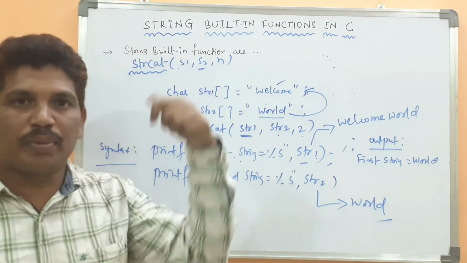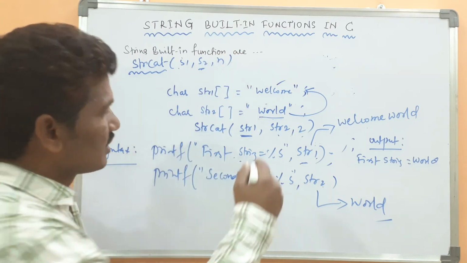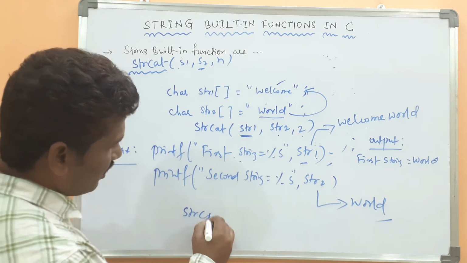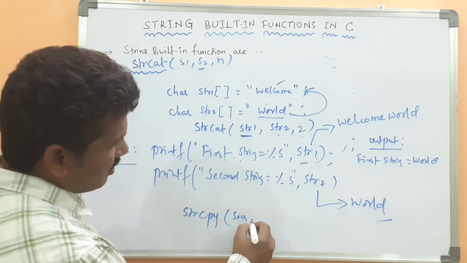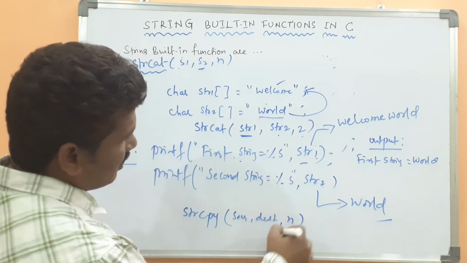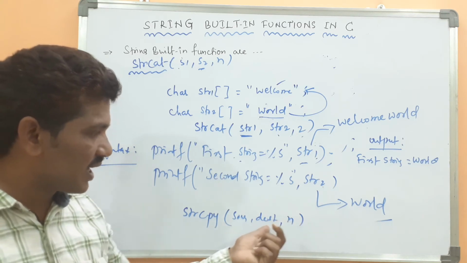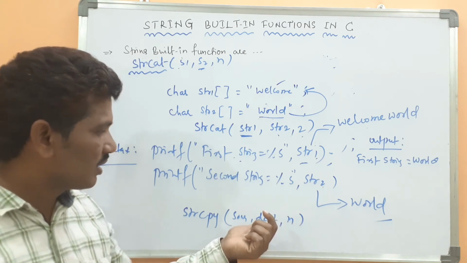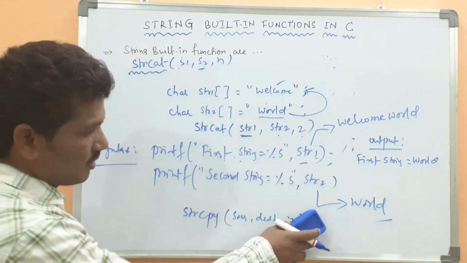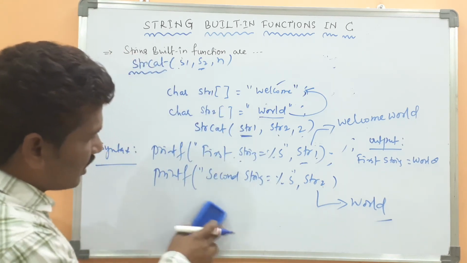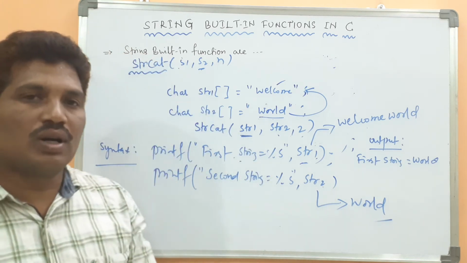In the case of string copy also, n is nothing but the number of characters. String copy function also I use it, I forgot to write: destination string, source string, n. Because the number of characters can be copied from the source into the destination.